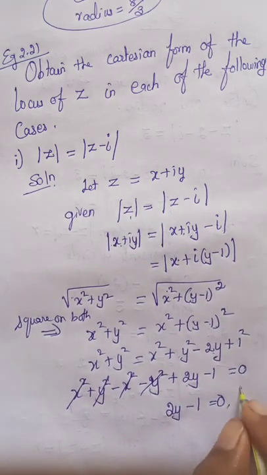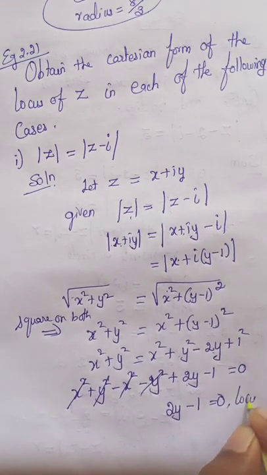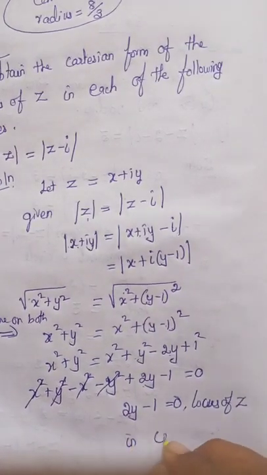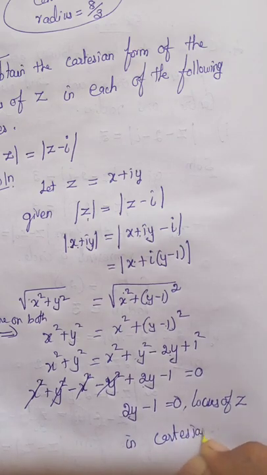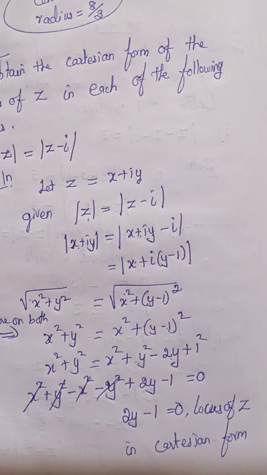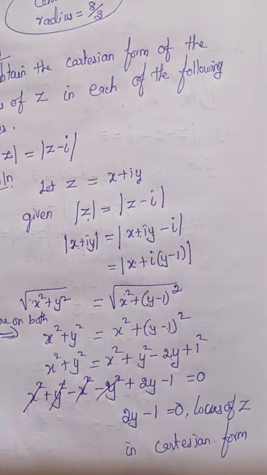Okay. This is the locus of z in Cartesian form. Is that clear? We can do one more subdivision in this.